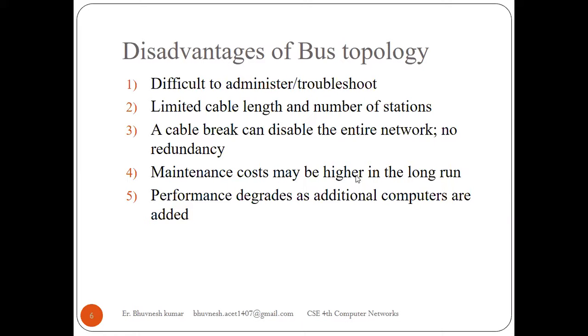Maintenance cost may be higher in the long run. If you are using that network for a long period, it will affect your financial conditions, because maintenance cost will be maximum. Then performance degrades as additional computers are added. If we add more nodes to the single cable, your performance will degrade, and the speed of your system degrades.